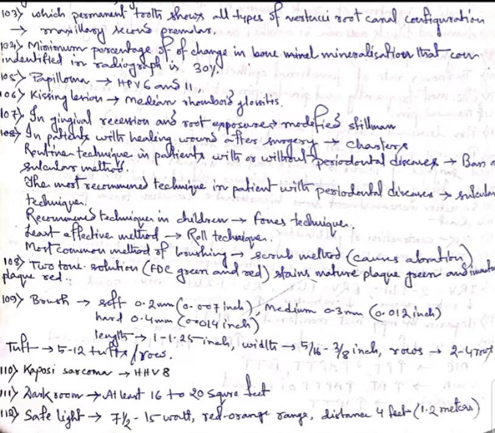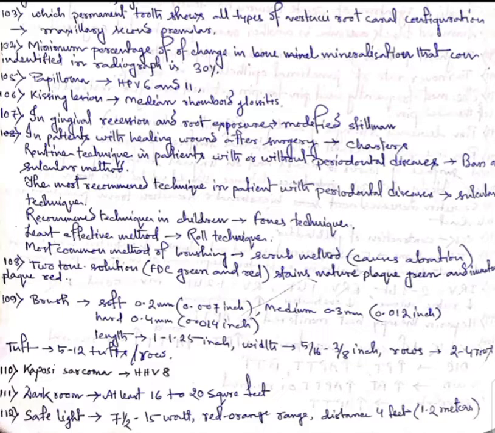Now, minimum percentage of change in bone mineralization that can be identified in radiograph is 30%. For visualizing any bone change in a radiograph, the change must be 30%, then only it can be visualized in radiograph.